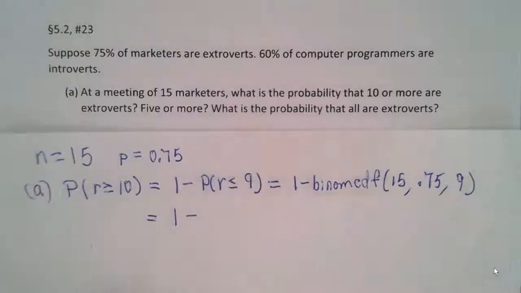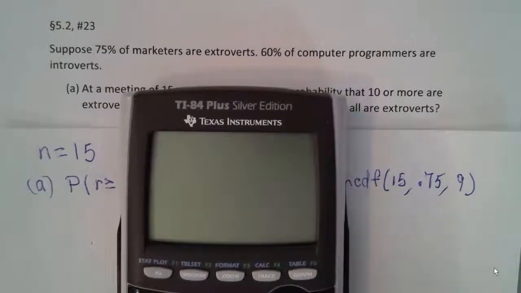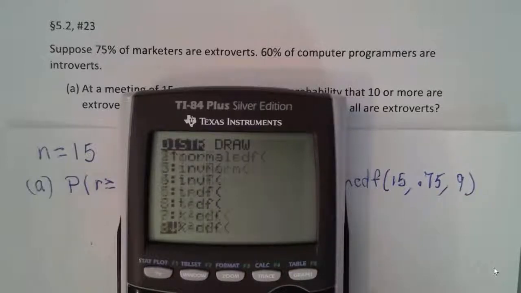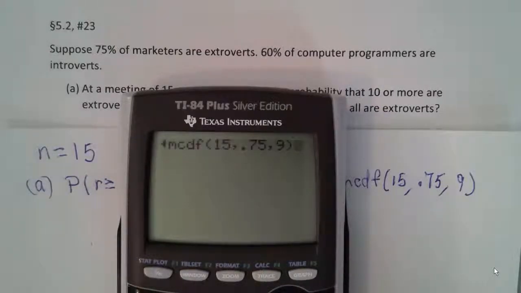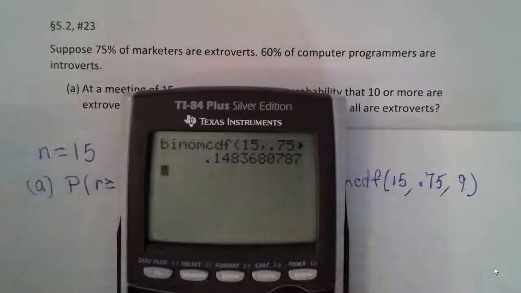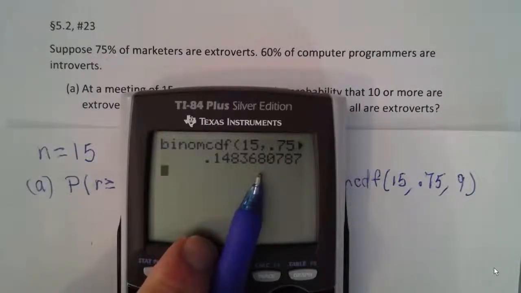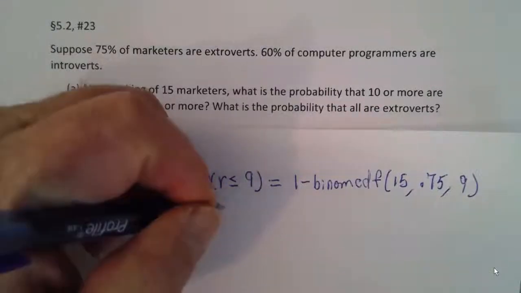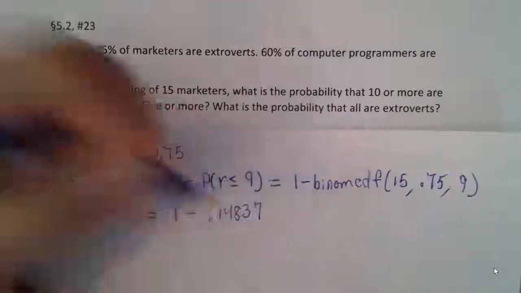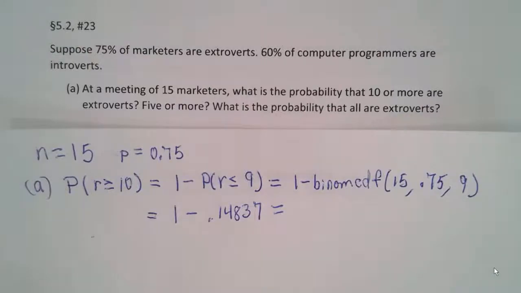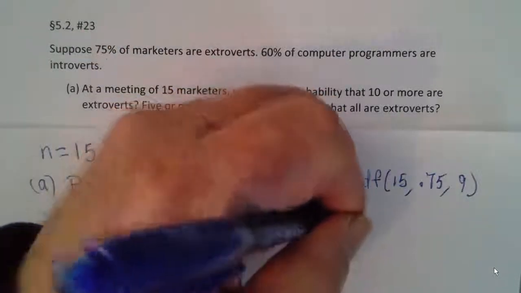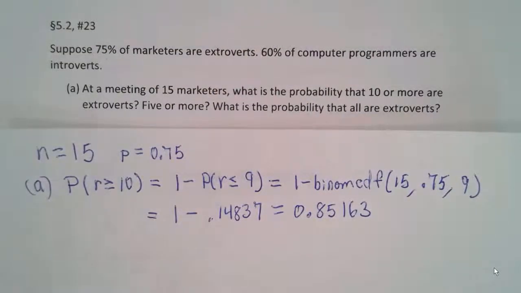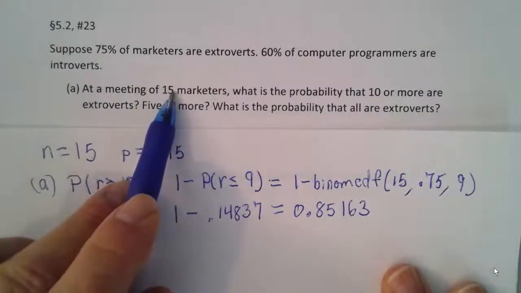So that's 1 minus. Let's pop that up on our calculator. Distribution, we come down to choice B, binomial CDF. In this case we have 15 trials. Probability of success is 0.75. We want 9 or fewer successes. That number is 0.1483. And the calculator tells me that's 0.85163. So about 85.2% is the probability that 10 or more of these 15 marketers will be extroverts.